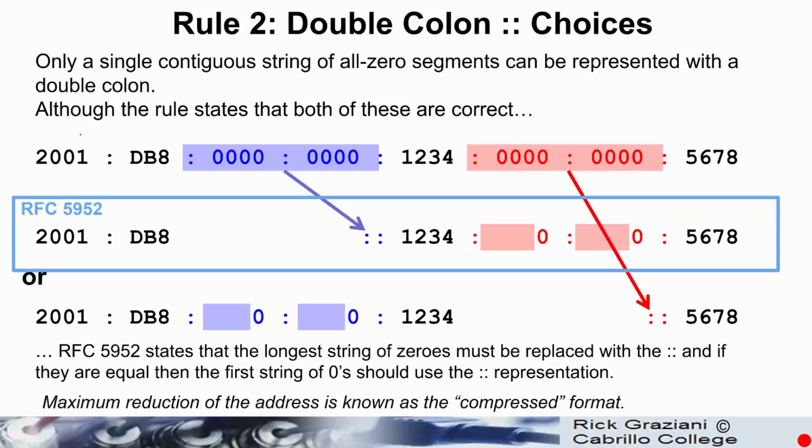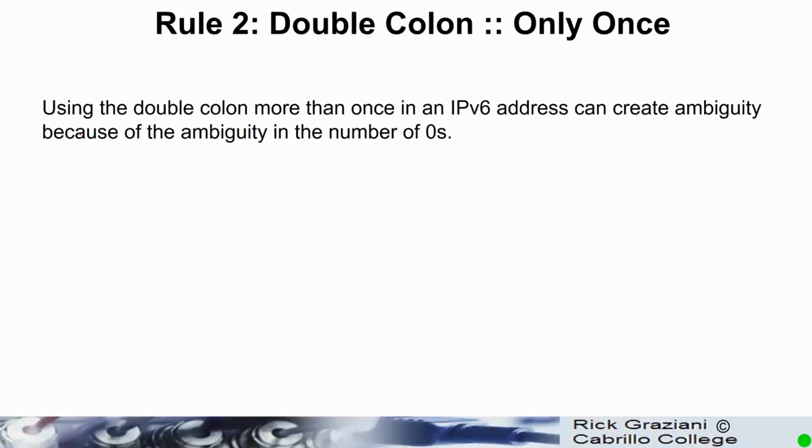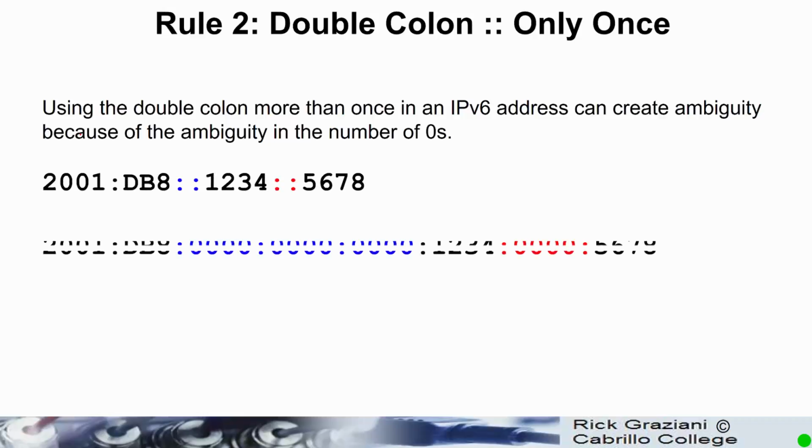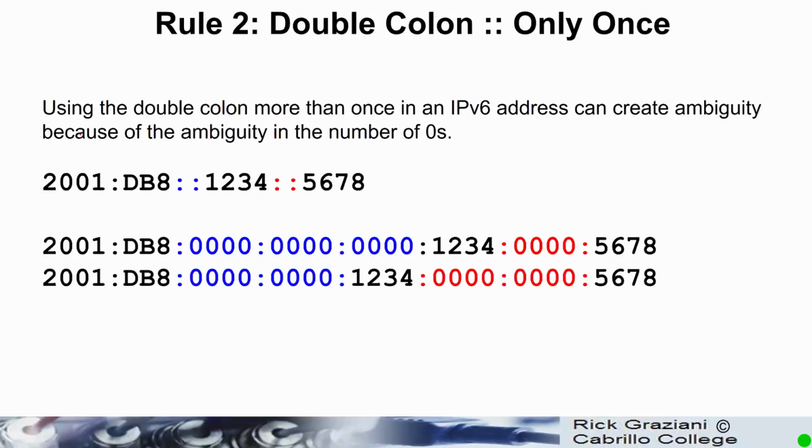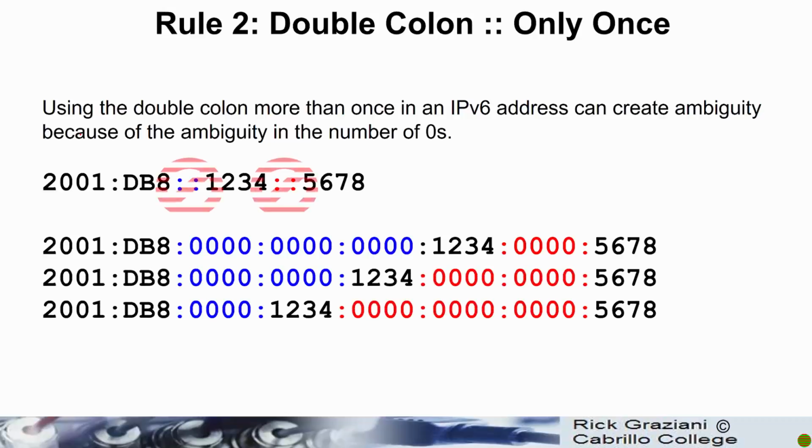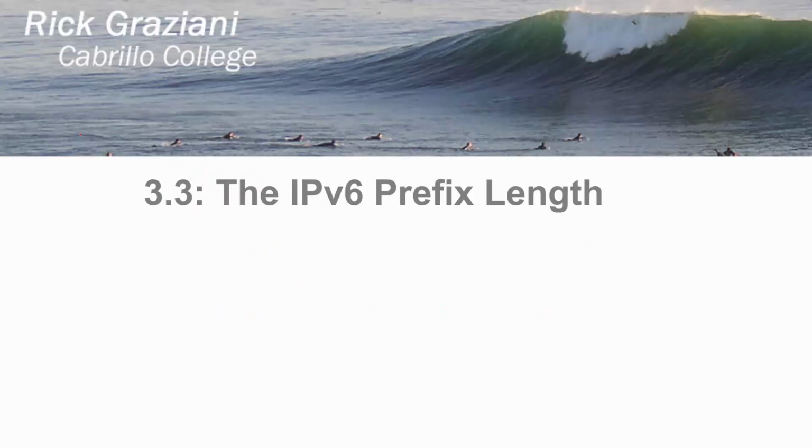The maximum reduction of the address is known as the compressed format, so do keep that in mind. Using the double colon more than once can create some ambiguity, because there would be different combinations depending on where the double colons are. That is why you can only use the double colon once. So let's go ahead and look at the prefix length.